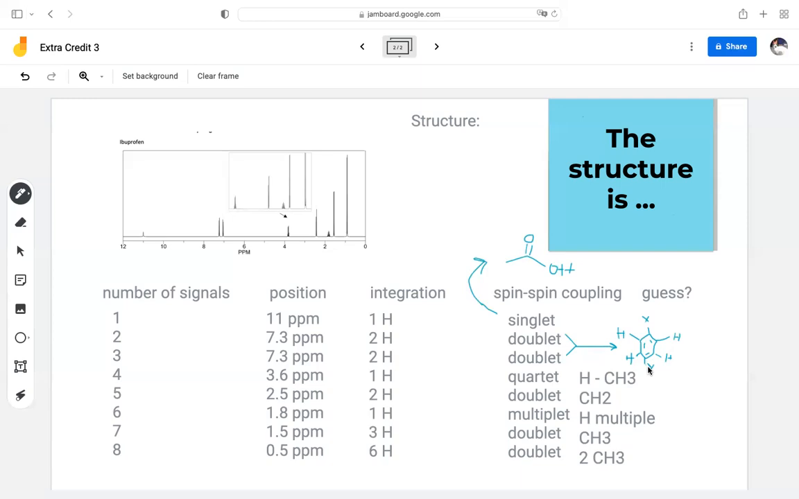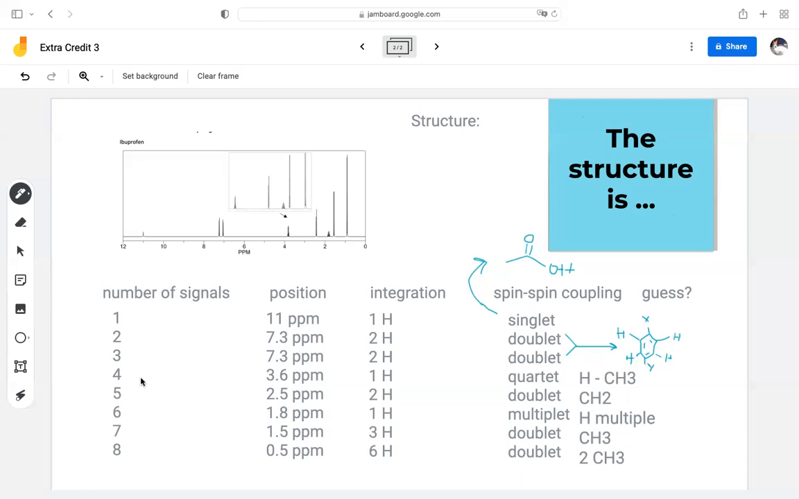And basically, for this, the fourth signal is going to be around 3.6 ppm, and that's going to be a 1H in a quartet. So that means it must be an H next to a CH3. Signal 5 is around 2.5 ppm. That has an integration of 2H, and that's a doublet. So we must see that there is a CH2 somewhere in the molecule that is also further upfield. So we know that it's going to be farther away from the benzene ring.